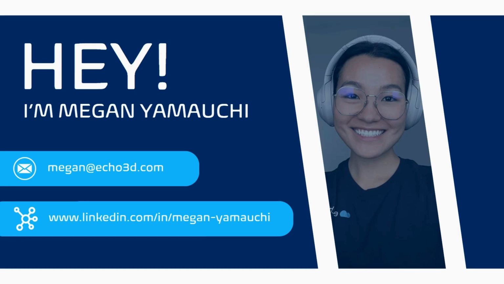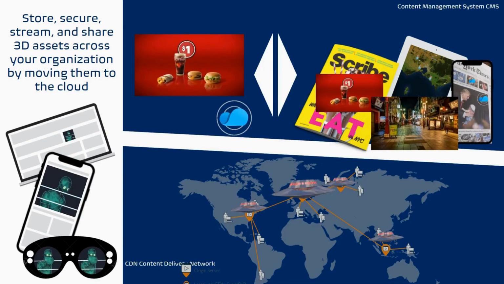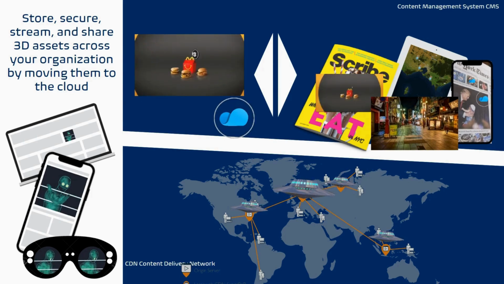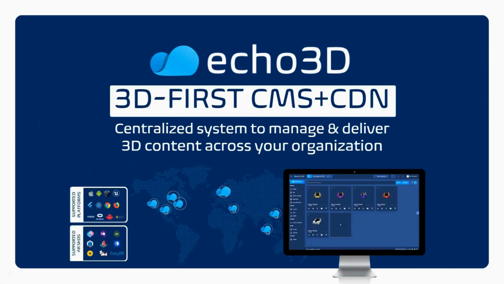Jumping right into it, what is echo3D? echo3D is a 3D asset management platform for companies to store, secure, and share 3D content in real time across your organization. We help over 100,000 users take control over your 3D content by offering a 3D first content management system and delivery network, compression and conversion tools, collaboration functionality, access permission, versioning and reporting, and a library of more than 800,000 free 3D models.